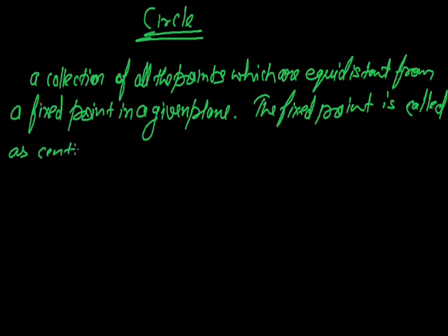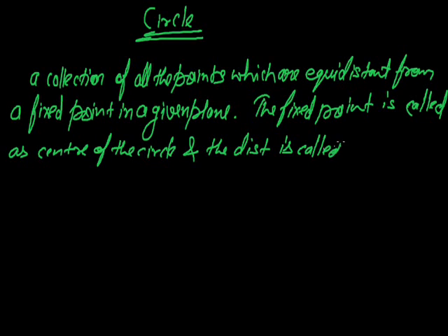Now the fixed point is called the center of the circle, and the distance is known as the radius of the given circle. A circle is denoted by C(O, R), where O represents the center and R represents the radius of the circle. Now, let us know about the various terms used in a circle.